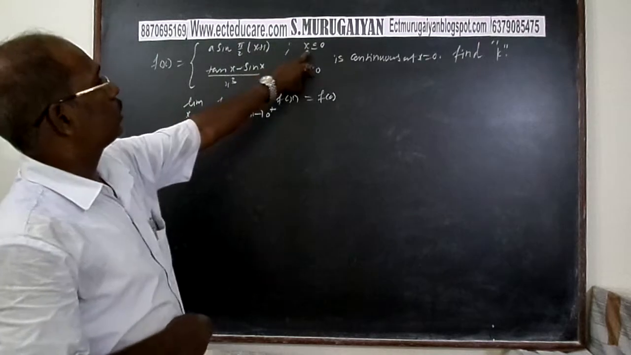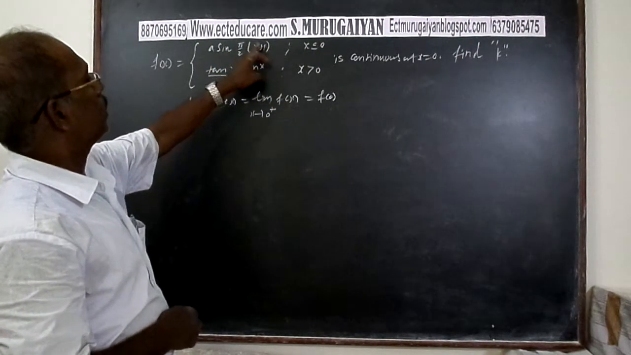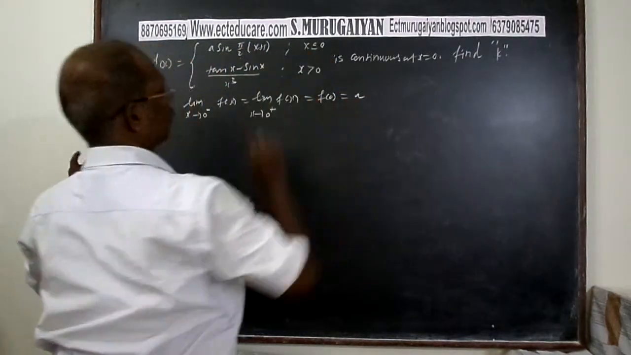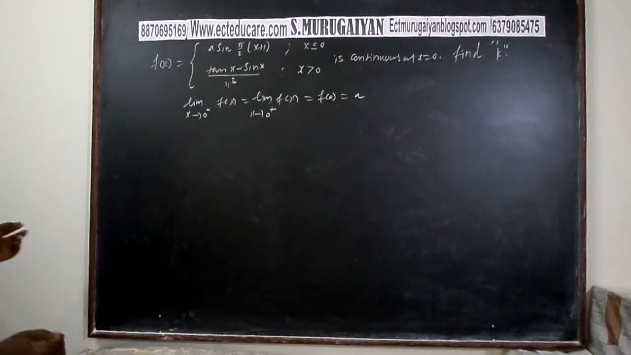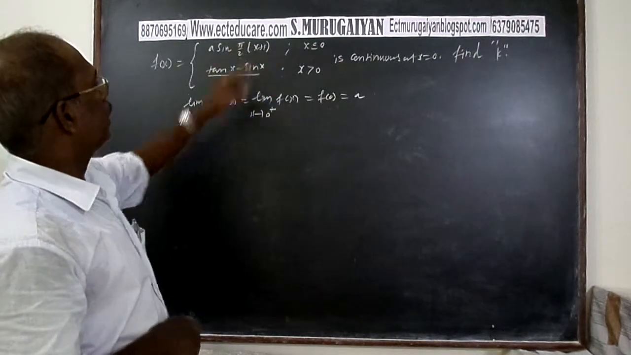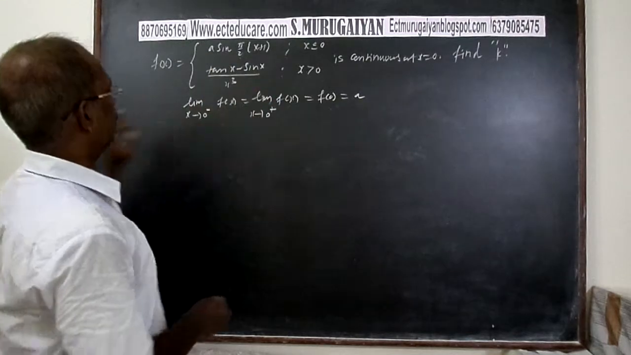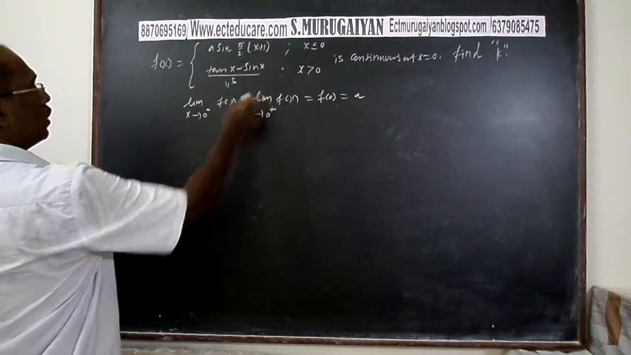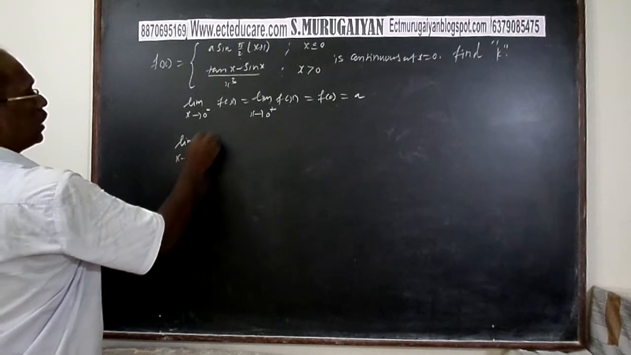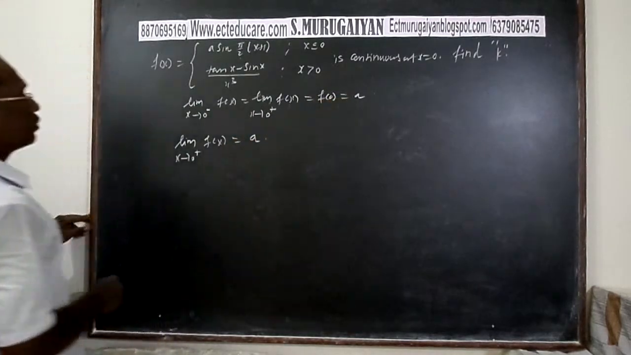Okay, here f of 0, 0 is included in the first branch, so x equal to 0 gives 0 plus 1, which is 1. So a sin pi by 2, f of 0 is a. Okay, now f of 0 equal to a means the right hand limit must be equal to a. Now we can take the limit as x approaches 0 plus of f of x equal to f of 0, which is a.